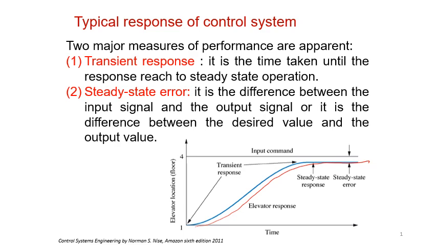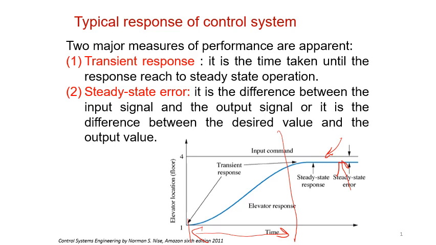To understand this output in a better way, it has mainly two parts. One of them is from the beginning until we reach the steady state. We call this one the transient. And after that, we are going to check the input. This is the input and this is the output. The difference between them is called the steady state error.